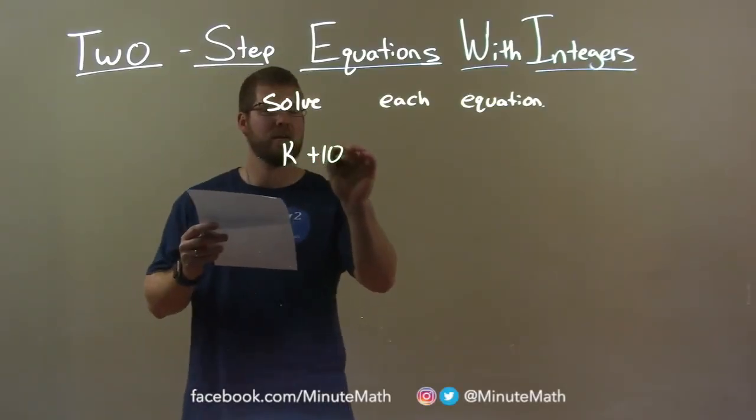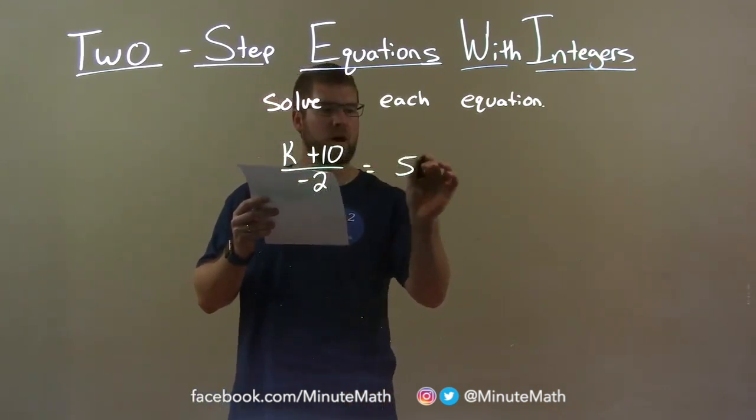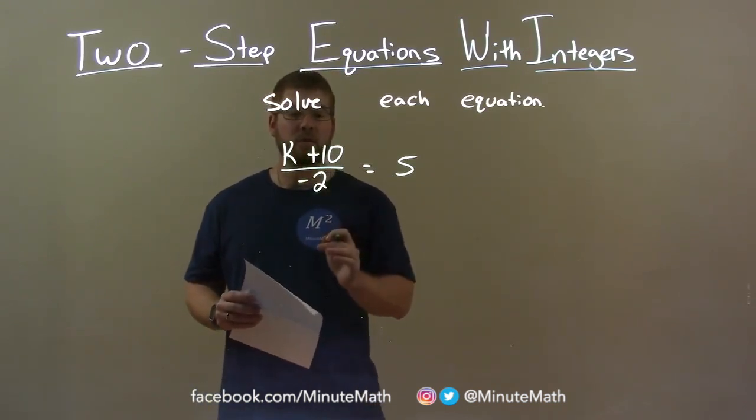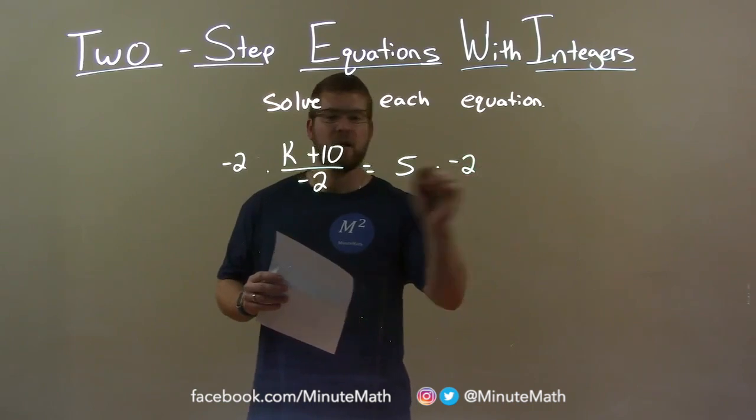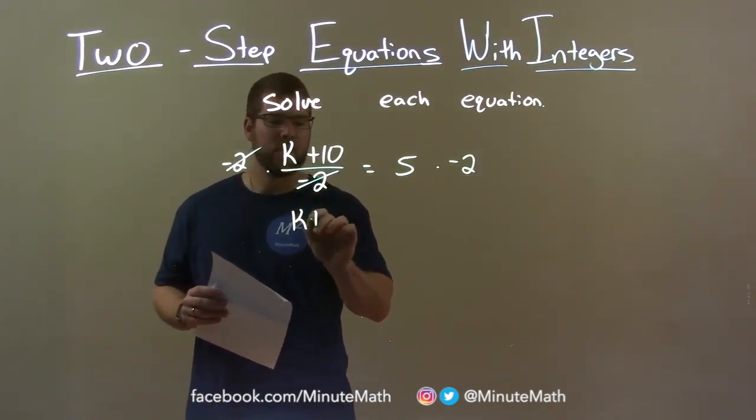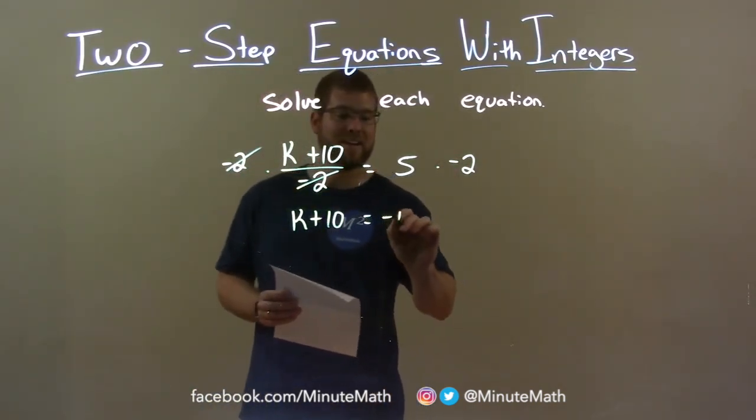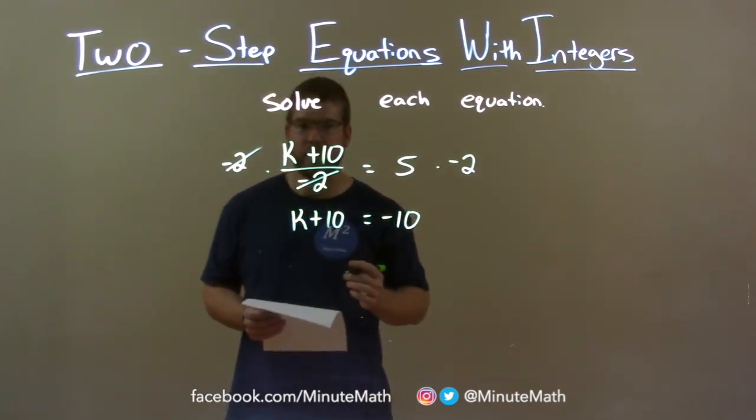k plus 10 over negative 2 equals 5. Well, I'm divided by negative 2 right there. Opposite of division is multiplication. So if I multiply both sides by negative 2, the negative 2 in the denominator will be eliminated. That gives me k plus 10 left in the numerator. Now, 5 times negative 2 is a negative 10 here. All right? So now we have k plus 10 equals negative 10.